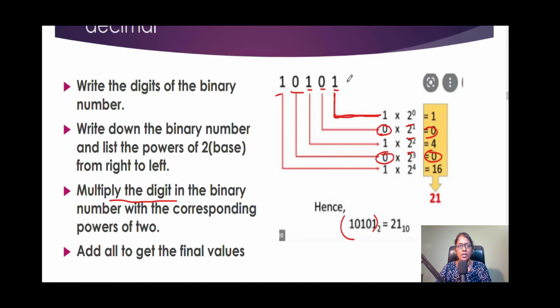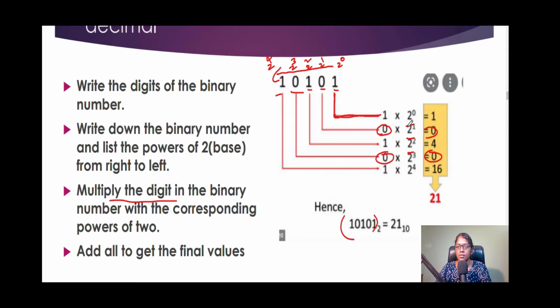Once again, write down the digits of the binary number. Second step, write down the binary number and the list of powers of 2 from right to left. This is 2 to the power of 0, 2 to the power of 1, 2 to the power of 2, 2 to the power of 3 and 2 to the power of 4.